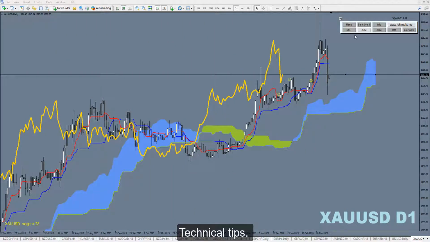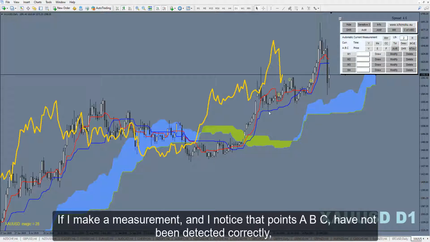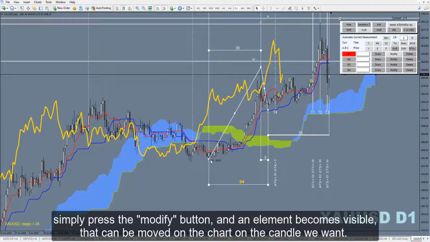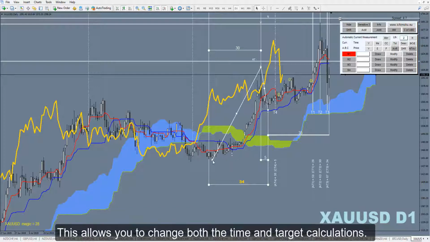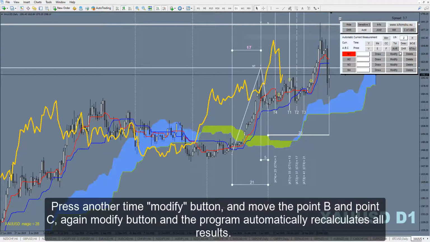Technical tips. If I make a measurement, and I notice that points A, B, C, have not been detected correctly, simply press the modify button, and an element becomes visible, that can be moved on the chart on the candle we want. This allows you to change both the time and target calculations. Press another time modify button, and move the point B and point C. Again modify button and the program automatically recalculates all results.